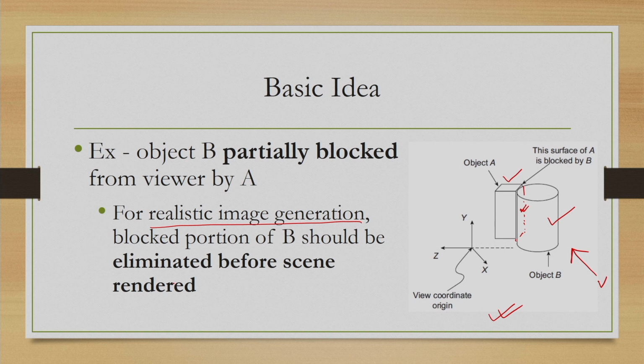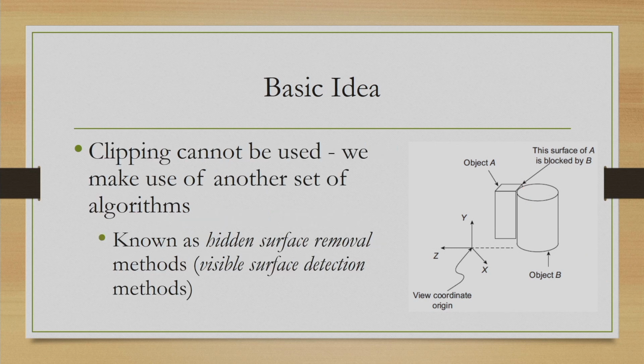So, before we render the image, to have the realistic effect, we should be able to eliminate this surface from the rendered image. Here in this case, we cannot use clipping, because here we are assuming that both the objects are within the view volume. So, clipping algorithms are not applicable. What we require is a different algorithm or a different set of algorithms.